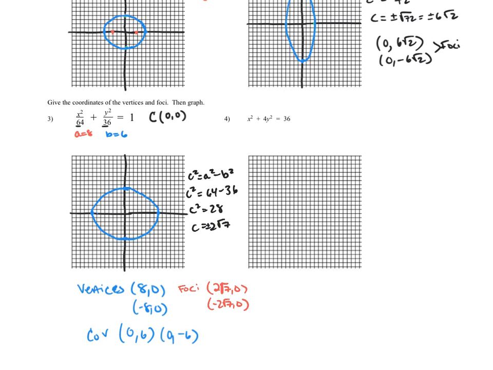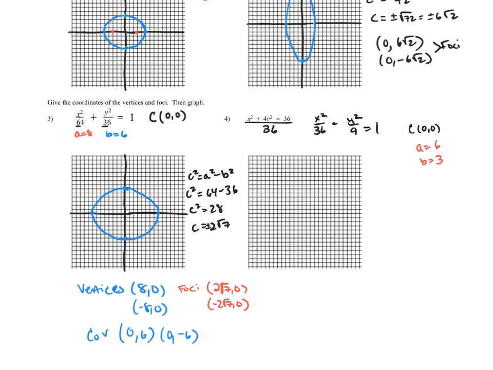In example 4, this is not in standard form because we're not set equal to 1. So we're literally going to divide every term by 36. And that'll give us x squared over 36 plus y squared over 9 equals 1. We'll again be centered at 0, 0. And again, running along the x-axis because 36 is larger than 9. We also know from our equation now that a equals 6 and b equals 3.